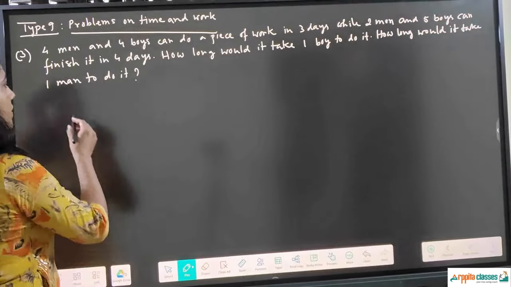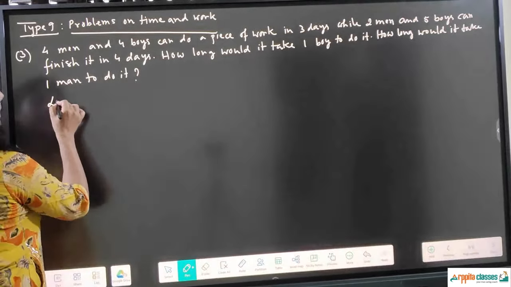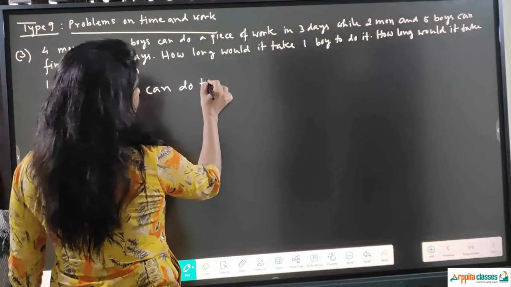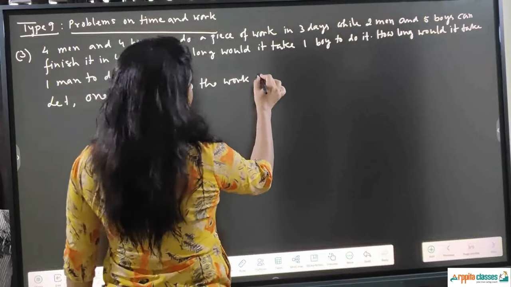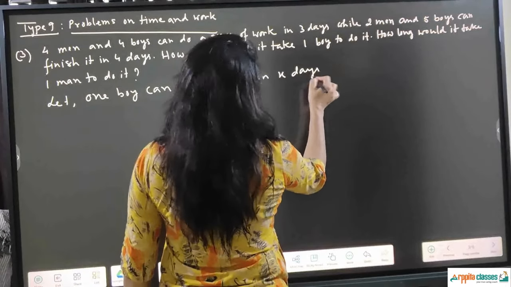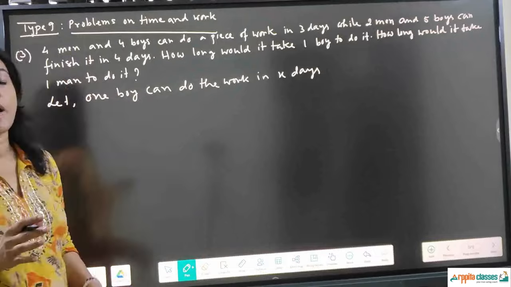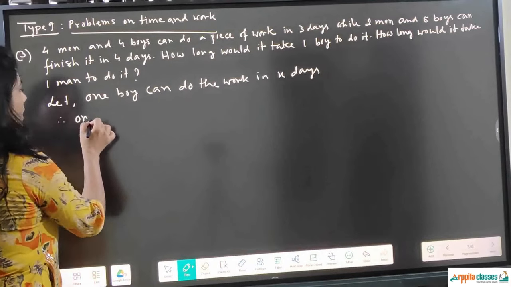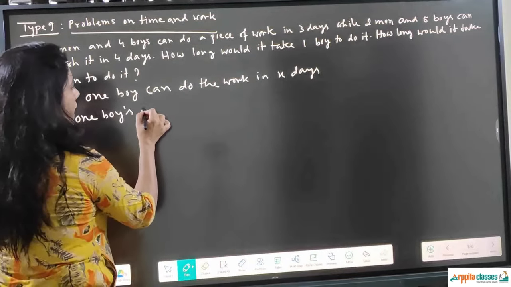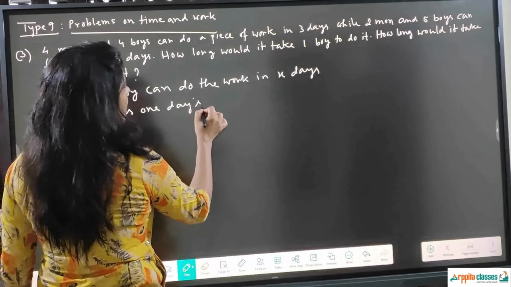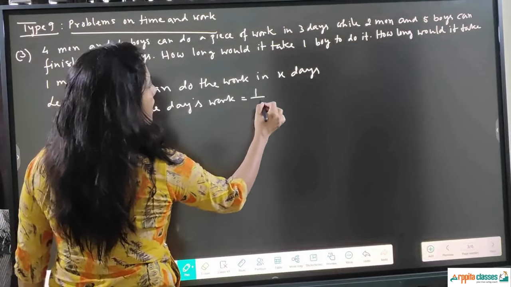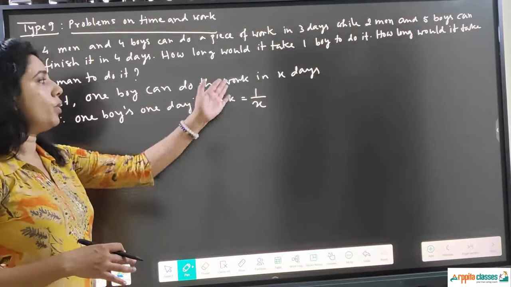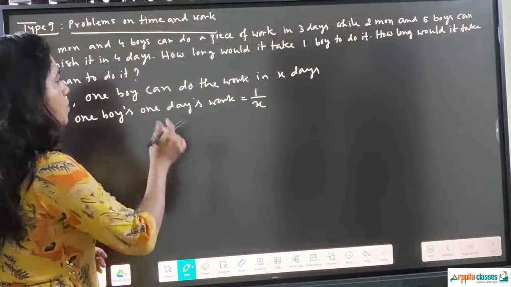So for this type of questions, we will consider let one boy can do the work in x days. In time and work questions, we have to always find out 1 day's work. So 1 boy's 1 day's work, what will it be? It will be 1 upon x. If the boy can finish the work in x days, then in 1 day he can do only 1 upon x part of the work.